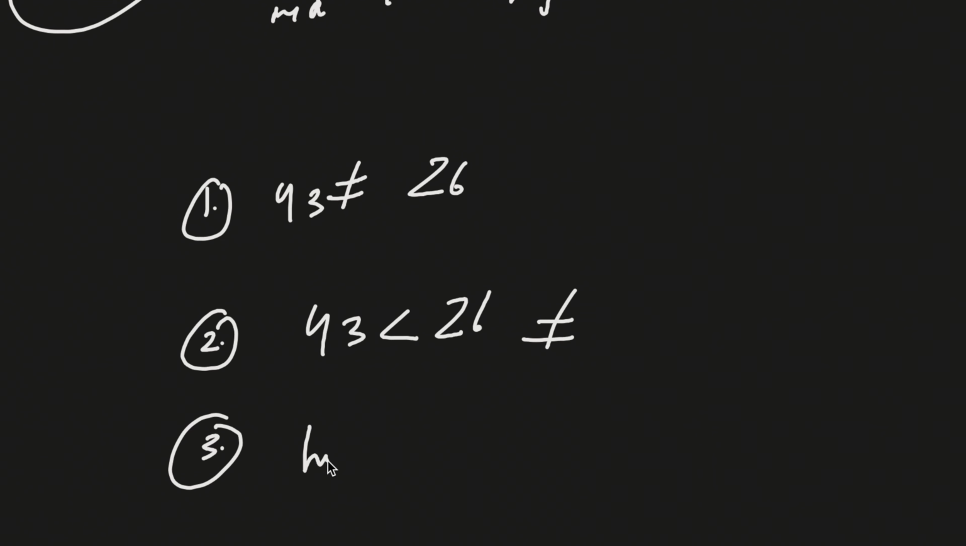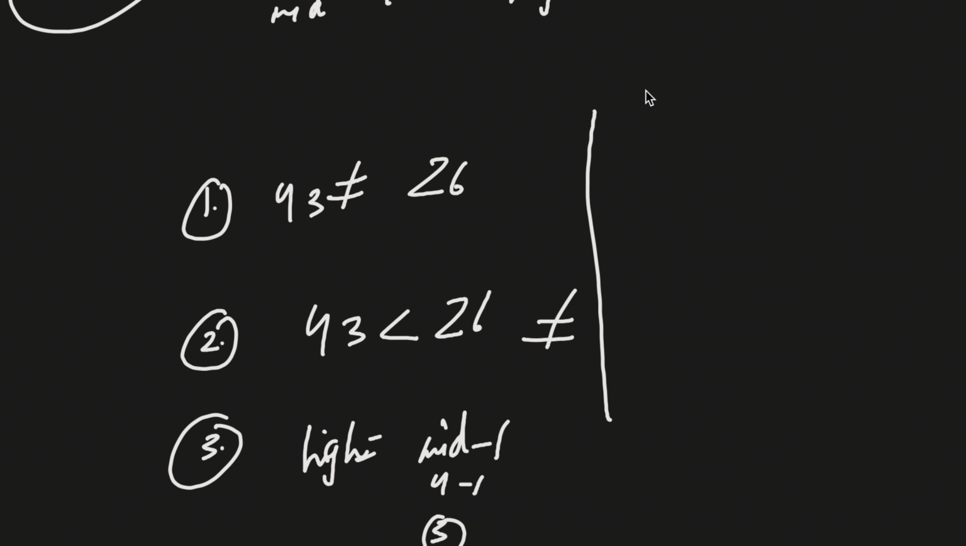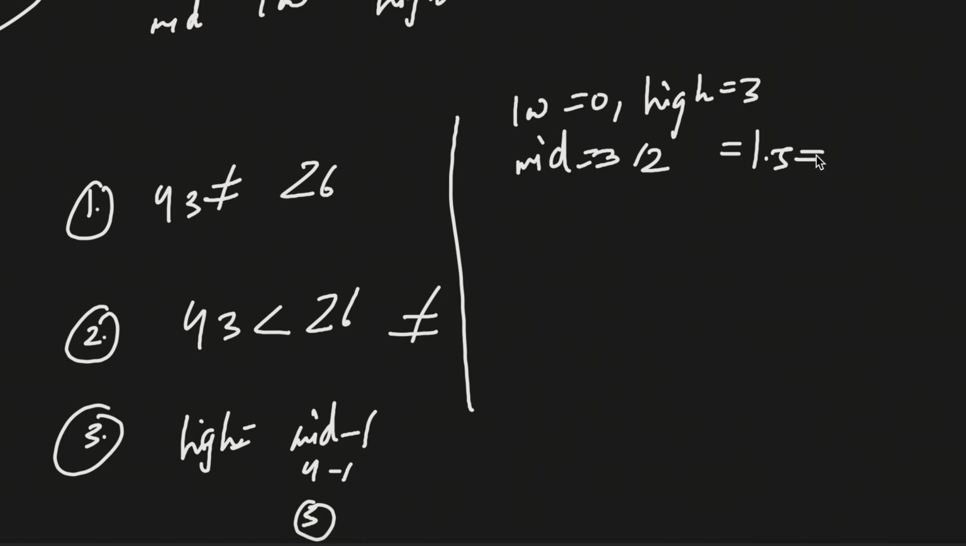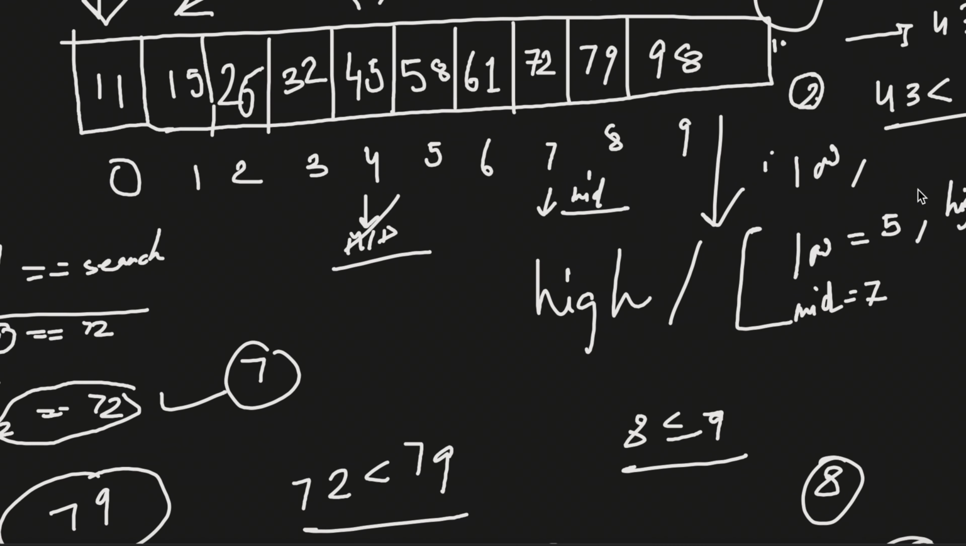Now I will change my high. High is mid minus 1. So my high would be 4 minus 1, 3. Okay, let me just write it up here. Low is 0, high is 3, and again my mid changes to 3 divided by 2, 1.5, equal to 1. I'll take the precise value.